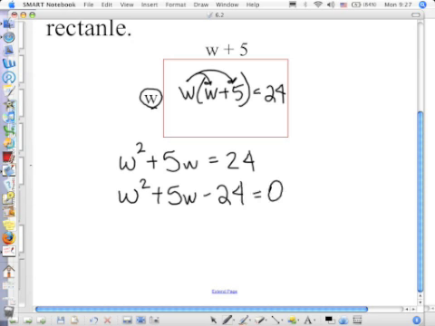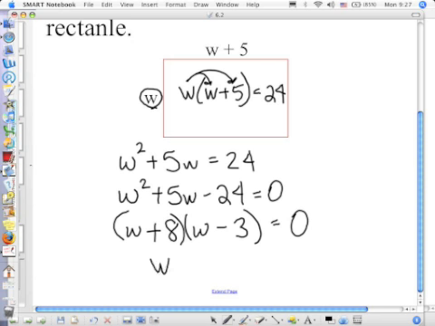Then factor. What are factors of 24 that subtract to give you 5? 12 and 2. No. 8 and 3. To subtract to get plus 5, it's got to be plus 8 minus 3, right? What does W represent? The width. So my width is either negative 8 inches or positive 3 inches.